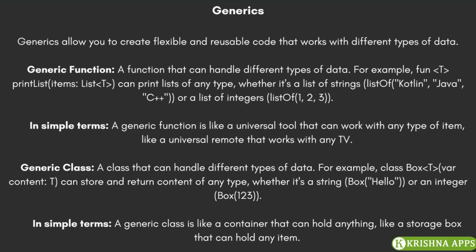Generic class. A generic class is a class that can handle different types of data. For example, class box T var content T can store and return content of any type, whether it's a string or an integer. It can be text or numbers. Simply put, a generic class is like a container that can hold anything, like a storage box that can hold any item.